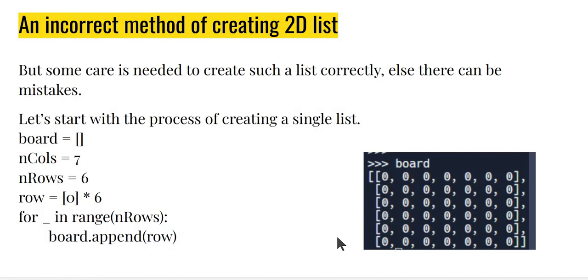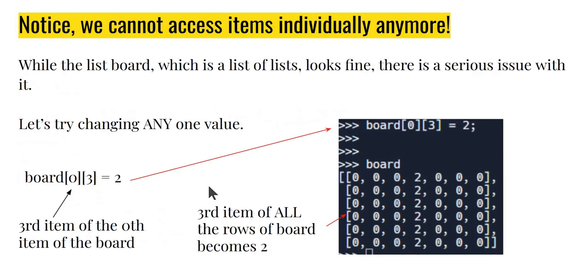En route, we saw also an incorrect way of doing it, which was basically to create one row and appending it over and over again. And we saw that when we did this, the list of lists was not accessible individually. For example, here I'm saying board[0][3] is 2, and I just wanted to change the fourth item of the first row, but I realized that everything here has changed. In fact, the third item on all the rows of the board has become 2.